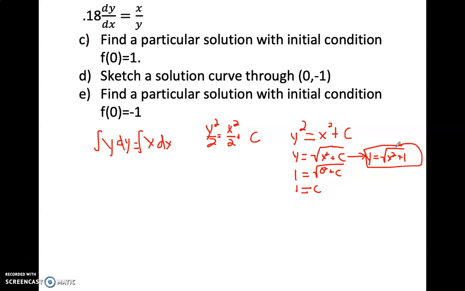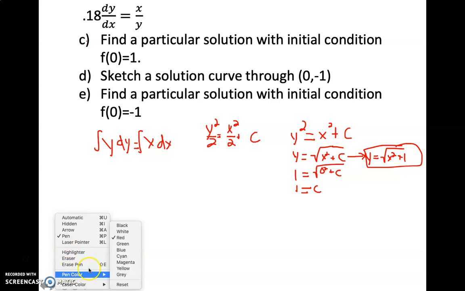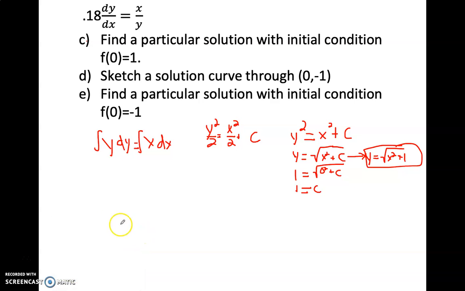All right, and I'm going to go to a different color. I'm going to skip letter D right now just to save some time, but I'm going to go to a different color, go to green. And that was part C. We're going to do part E, I should say, since we have all the work we need. Part E is basically just a different solution we're looking for. So we're looking for a different C value.